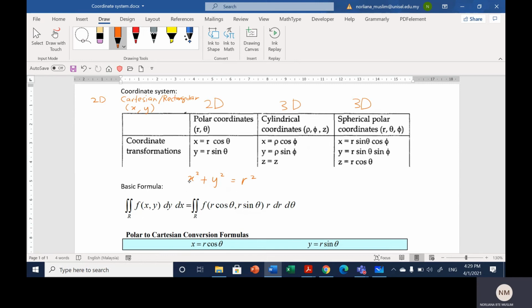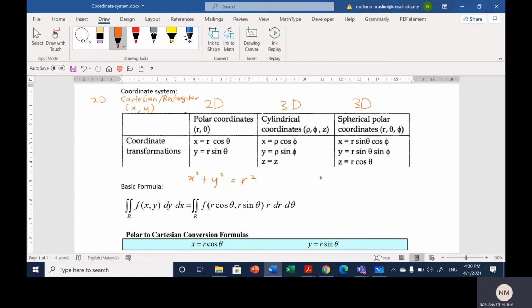So this is the basic equation for the circle. This is in Cartesian. In polar, it will be x equals r cos theta, y equals r sin theta. So x, y is in Cartesian, and r, theta is in the polar coordinate.